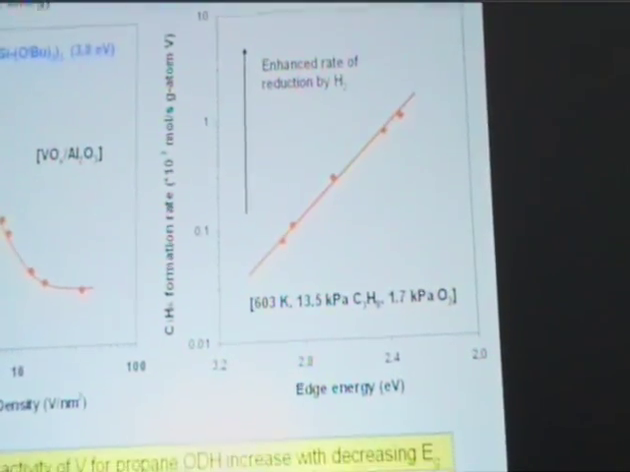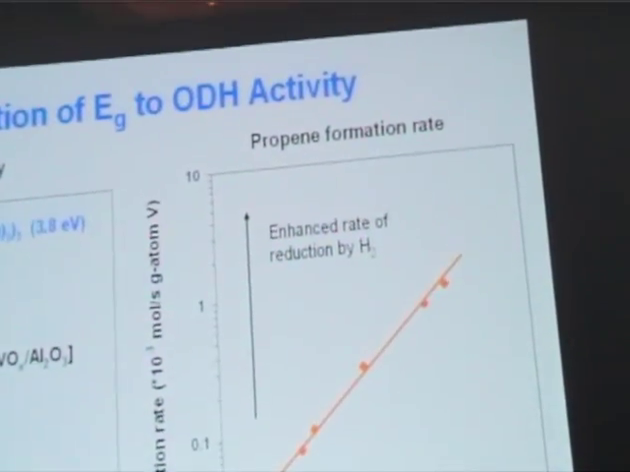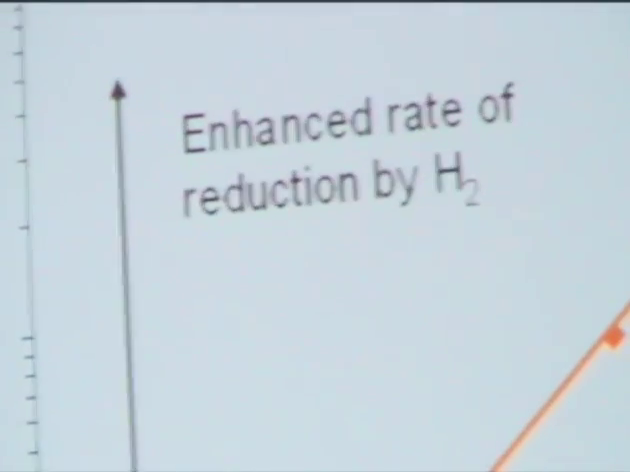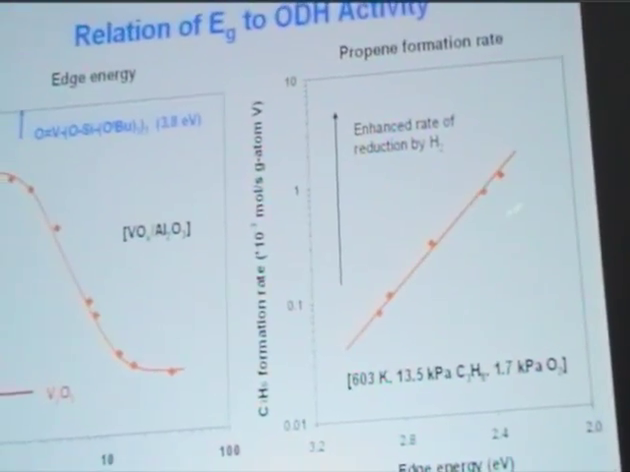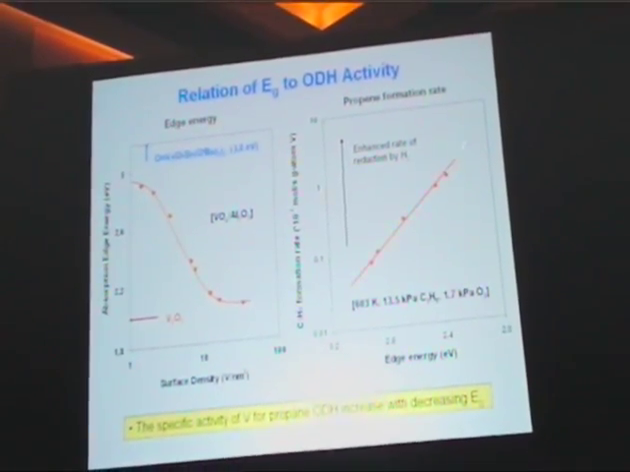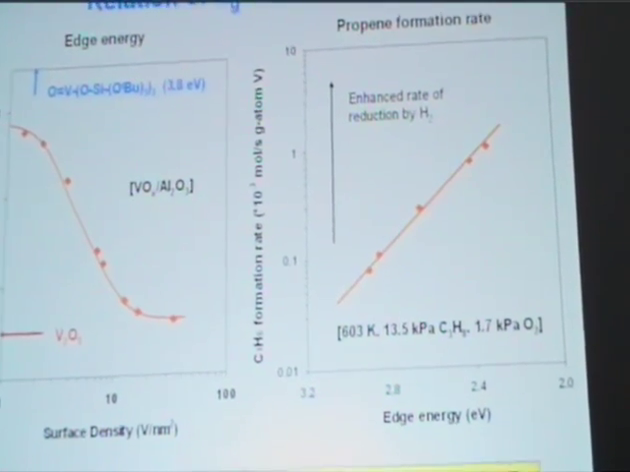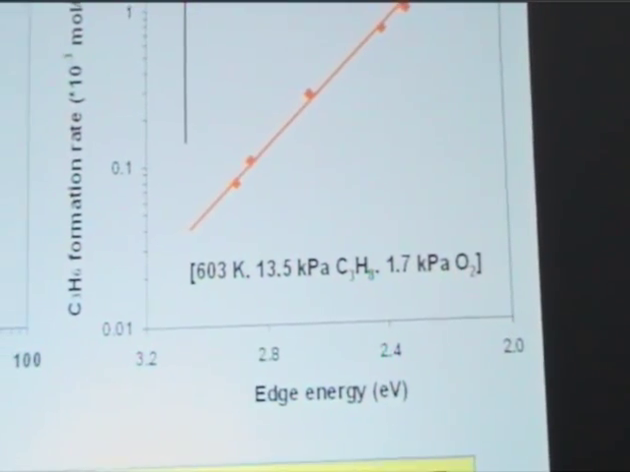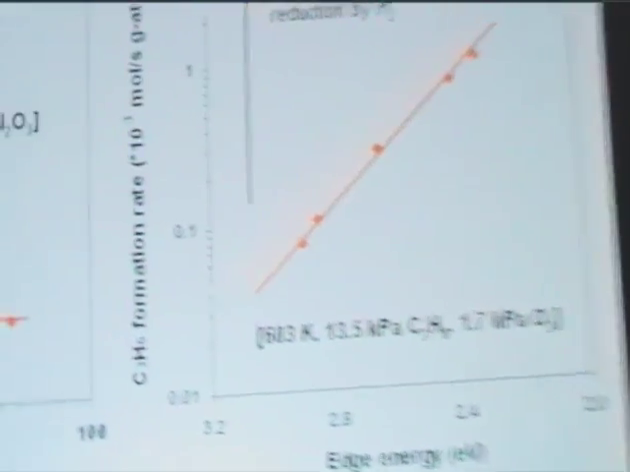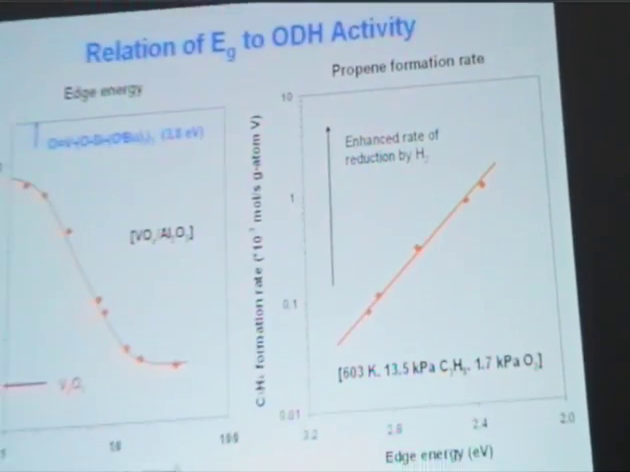And then if you cross-plot the data from here and from the previous slide, you can look at the rate of, in this case, propene formation versus the band edge energy shown as a declining quantity. And you have here a semi-logarithmic plot and a straight line on such a plot. So what it infers, just empirically, is the smaller the band gap, the smaller the absorption edge energy, the higher the activity. And in separate experiments, we've shown that this also correlates with an enhanced ease of reduction. Facility for reduction.